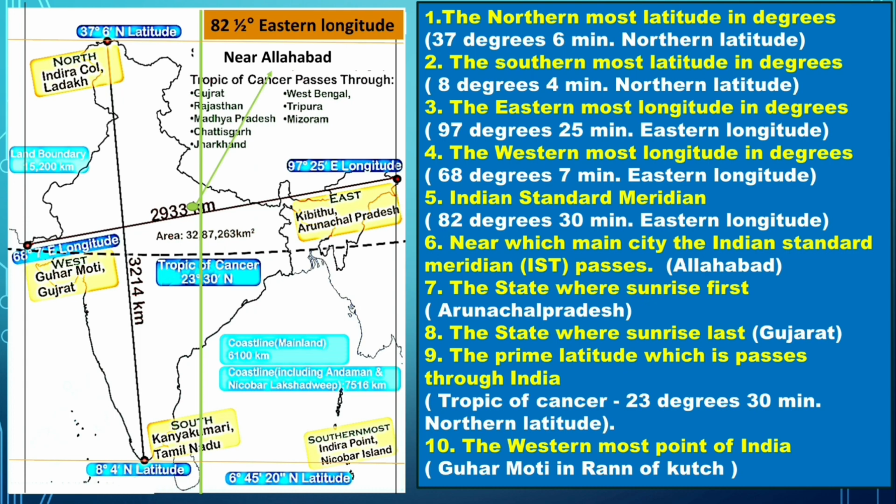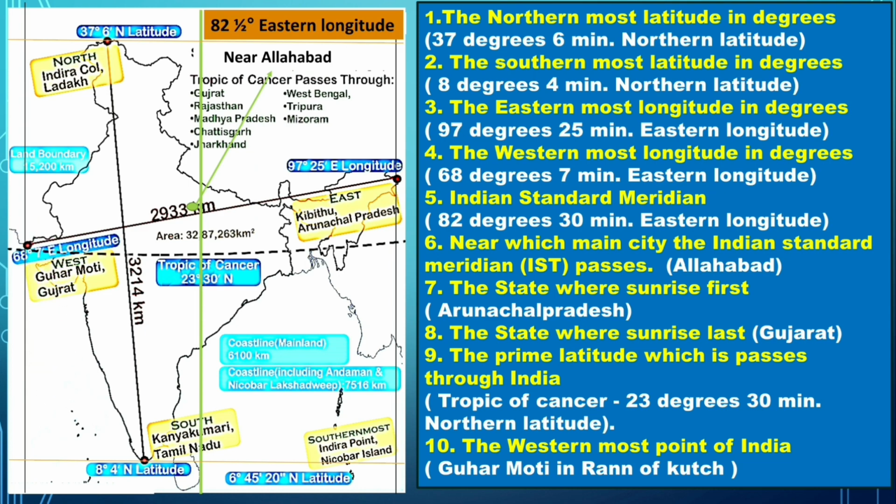Now you may have a doubt why the northernmost and southernmost latitudes are both northern latitudes. It is because India lies in the northern hemisphere on the basis of latitudes. Now the easternmost longitude in degrees, that is 97 degrees 25 minutes eastern longitude. Fourth question, the westernmost longitude in degrees, that is 68 degrees 7 minutes eastern longitude.